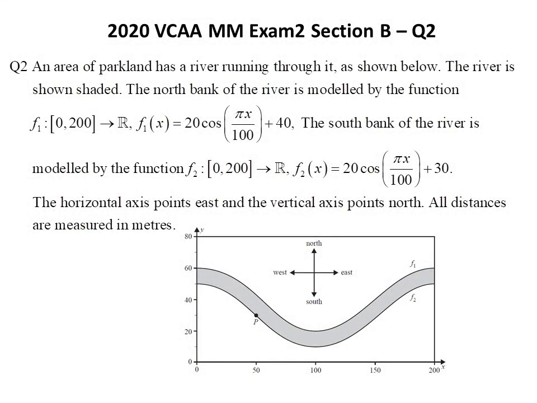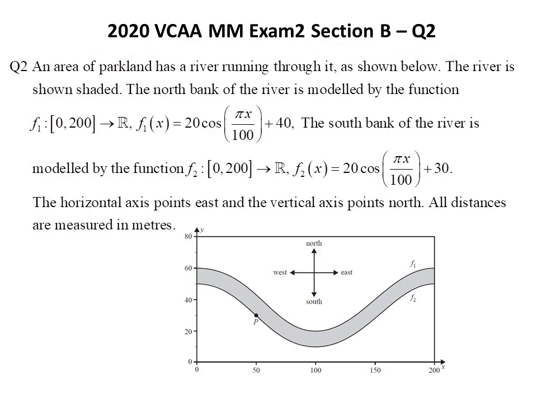Welcome to this VCAA Mathematics exam paper series. This is section B of 2020 exam 2 paper. There are total 5 extended response questions in section B. In this video, I will present you the second extended response question.